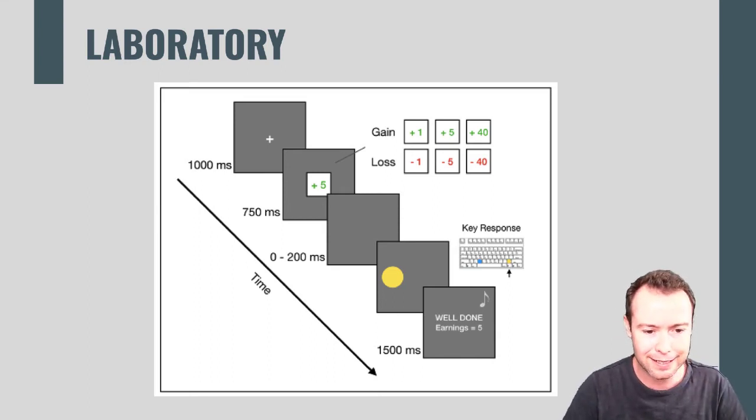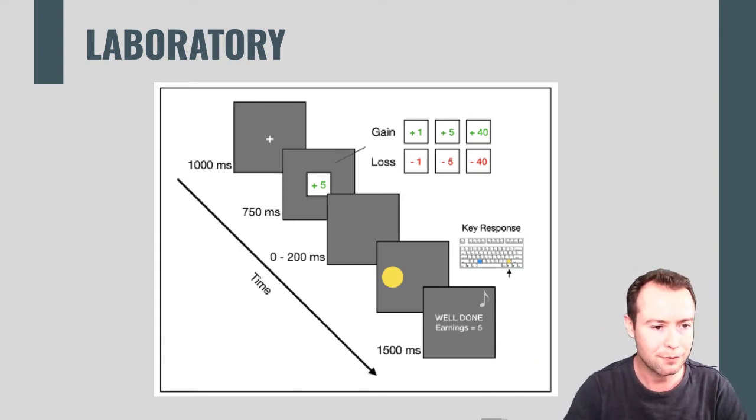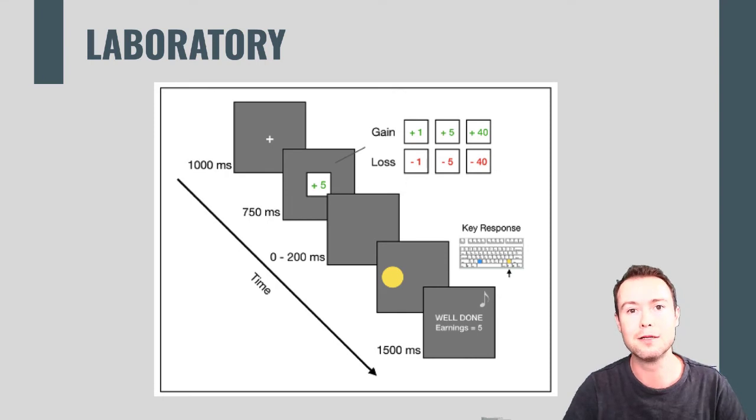We also had some mixture of the valence. So on some trials, if you performed correctly, you would gain money. On other trials, you had to perform correctly to avoid losing money. And what you end up seeing illustrated in the figure here is very typical of cognitive psychology experiments that describe each trial in terms of a time series.